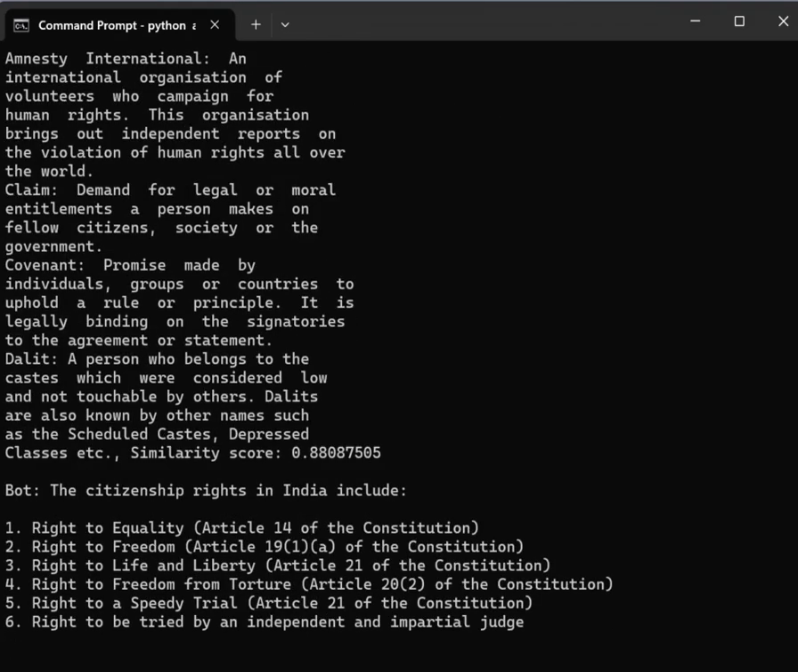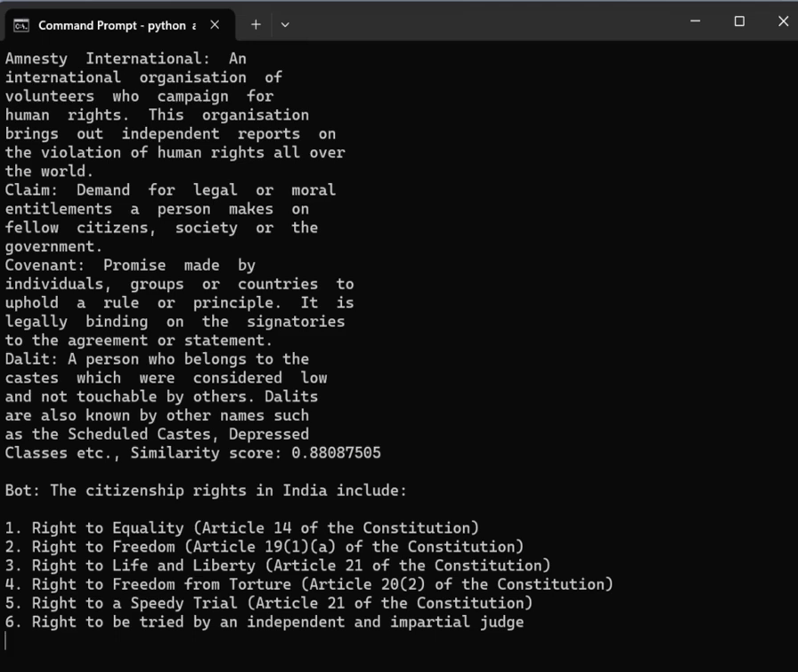The citizenship rights in India include: 1. Right to equality, Article 14 of the Constitution. 2. Right to freedom, Article 19(1)(a) of the Constitution. 3. Right to life and liberty, Article 21 of the Constitution.